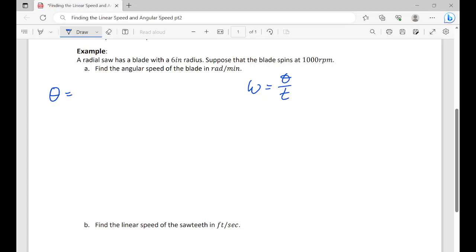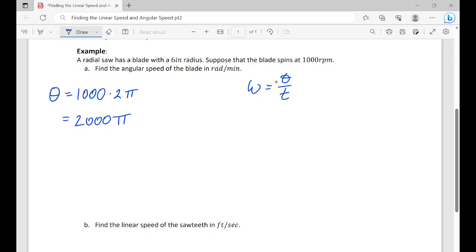Now theta is going to come from the 1000, because the blade spins, it goes in a complete revolution 1000 times in a minute. And theta needs to be in radians, which we know is 2 pi for a complete revolution. So if it goes around 1000 times in a minute, we can just do 1000 times 2 pi. And that will give us 2000 pi. And that's what theta is.